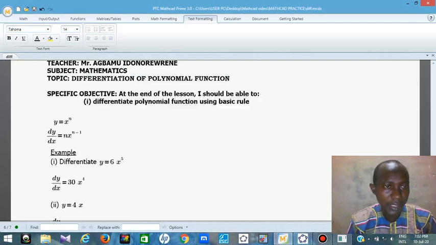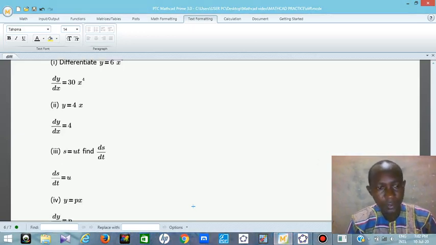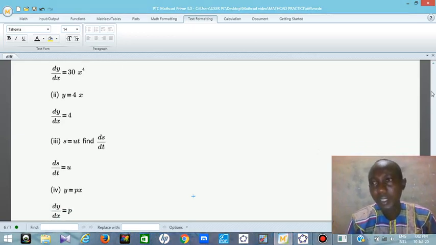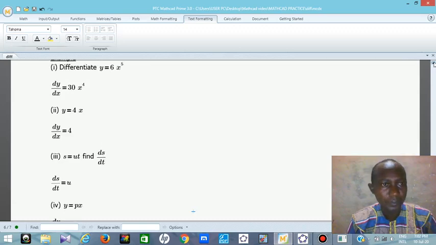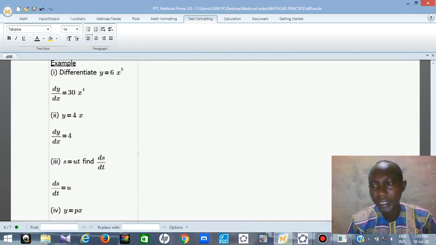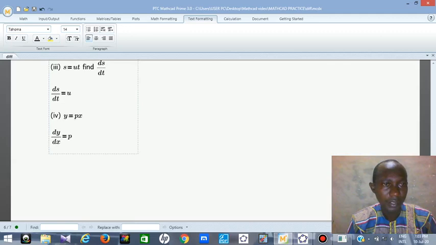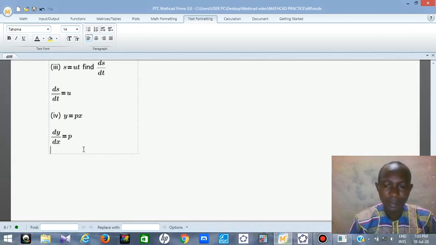All these are some basic polynomial functions that you can differentiate using our basic rule of differentiation. Just take note of all this. Okay, let's move on. So if you have something like this, let's take a constant, for example.